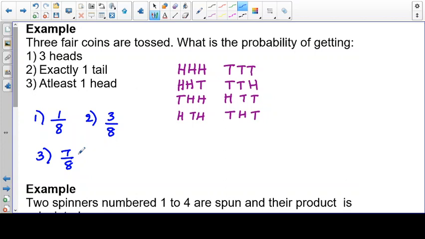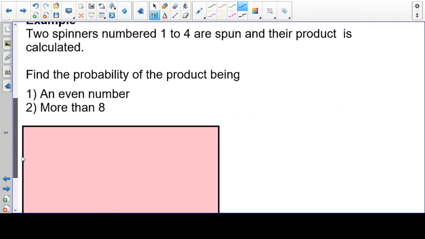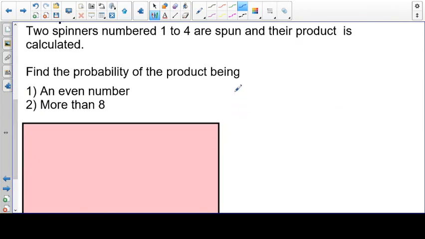Okay, we'll look at the next question. So I'll just move it down. 2 spinners are numbered 1 to 4. They're spun and their product is calculated. Find the probability of the product being an even number or more than 8.